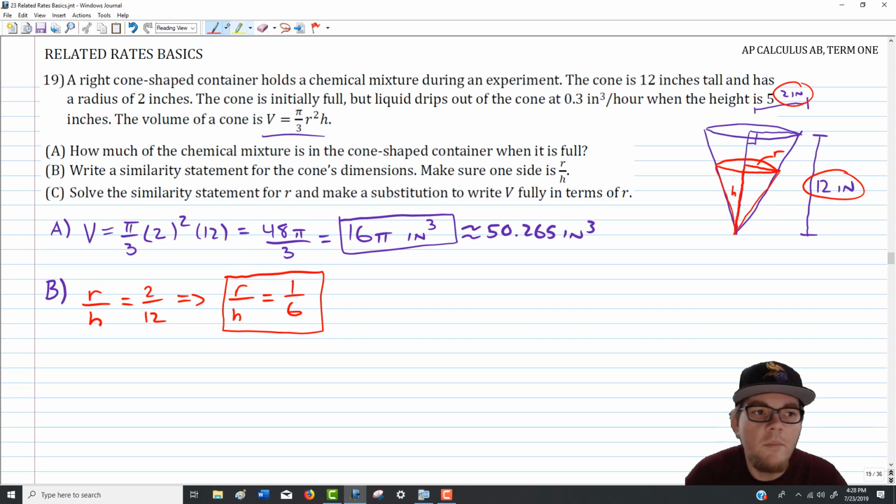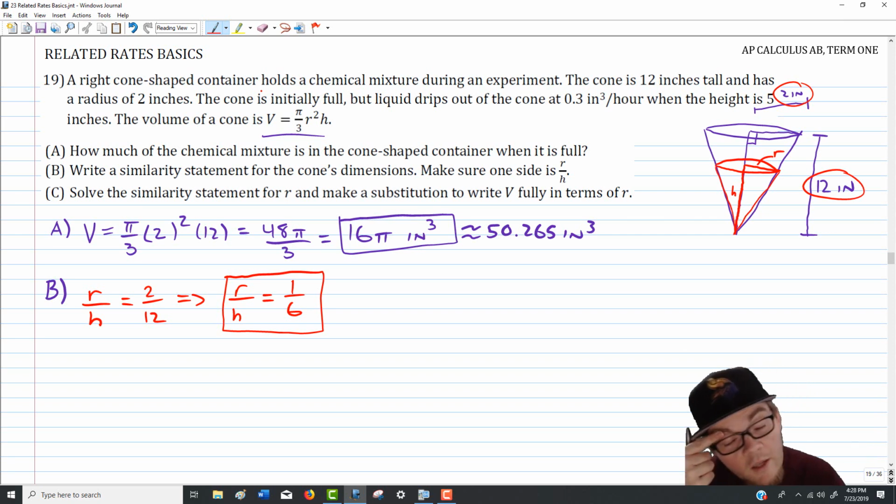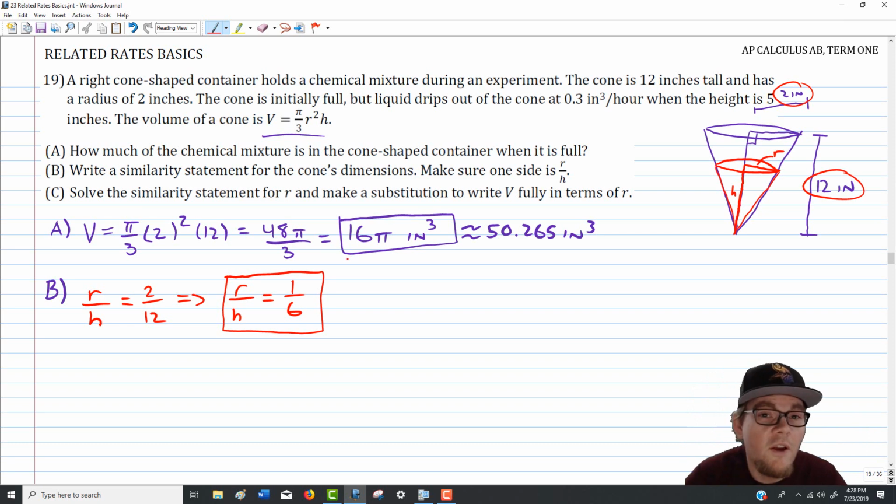So part B, pretty simple, but a really essential piece to capture how that original marking of the cone, or the original dimensions of the cone, inform the proportion of those smaller cones as liquid either leaks in or starts to fill the cone.